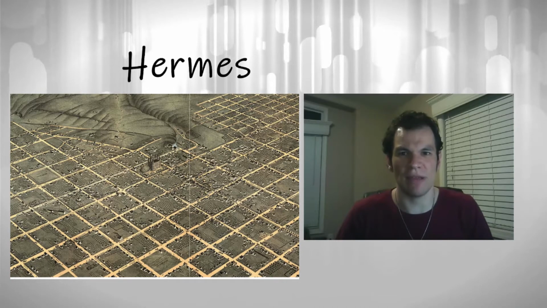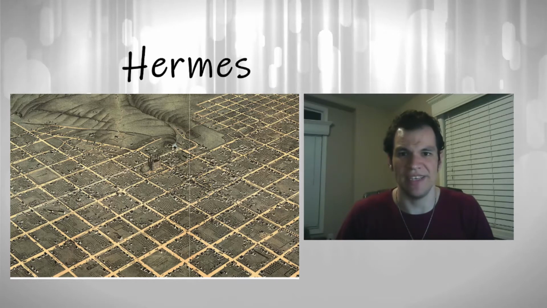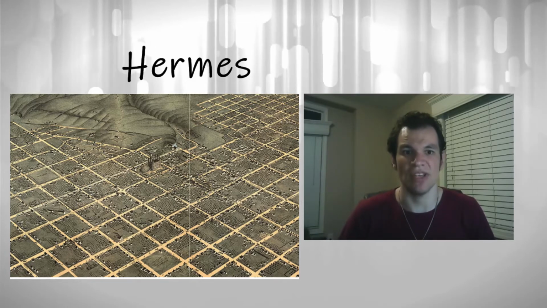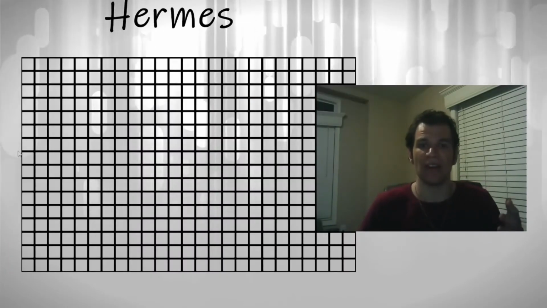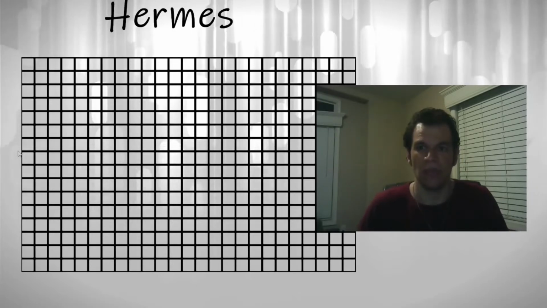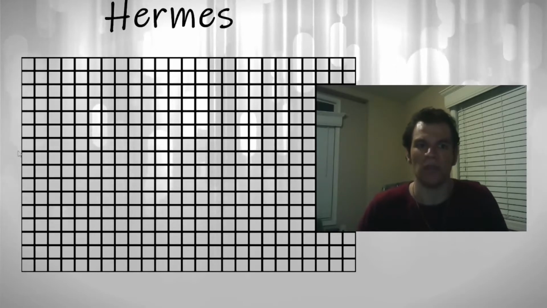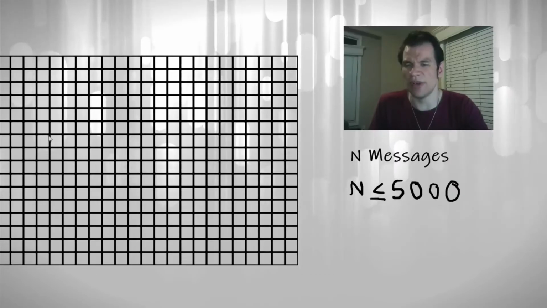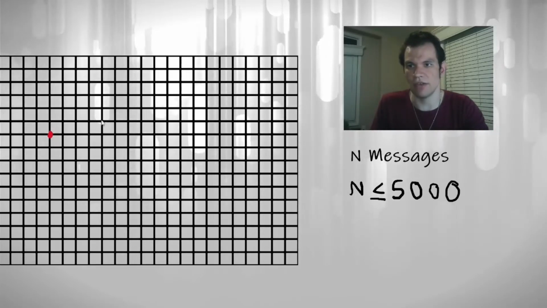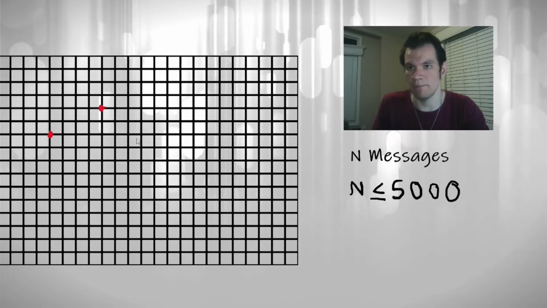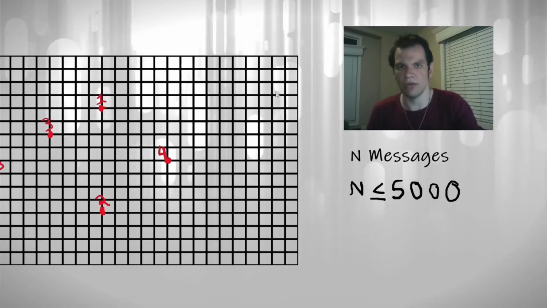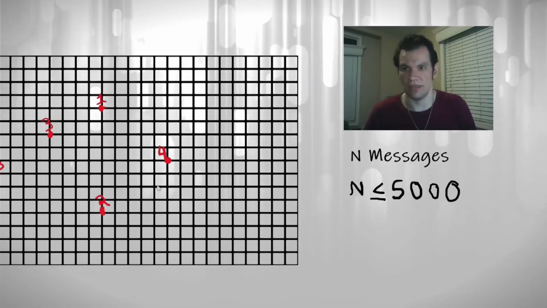This problem describes a grid-like city, where each block in the grid is one by one. Hermes has to deliver n messages to n different recipients, with n being up to 5,000. Each recipient of each possible message is one intersection of the city. I will improvise a possible input. Let's also denote each intersection with a number.